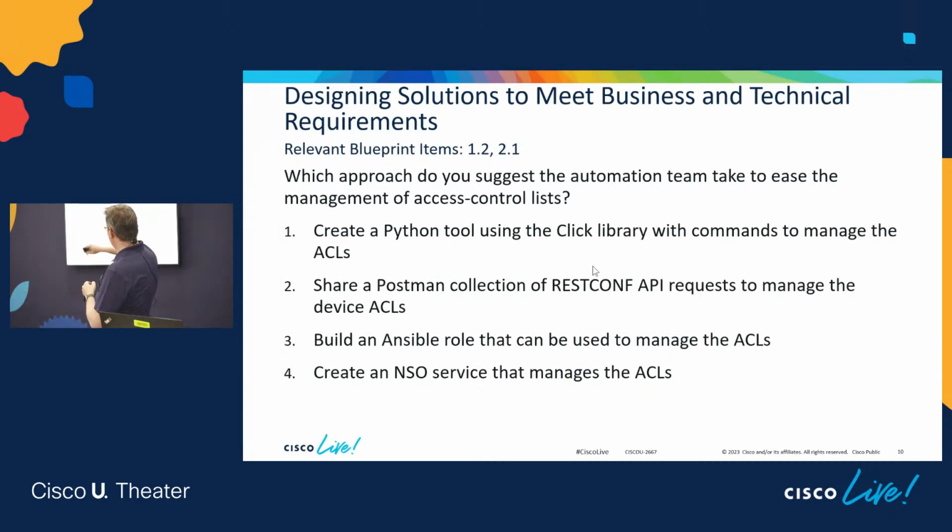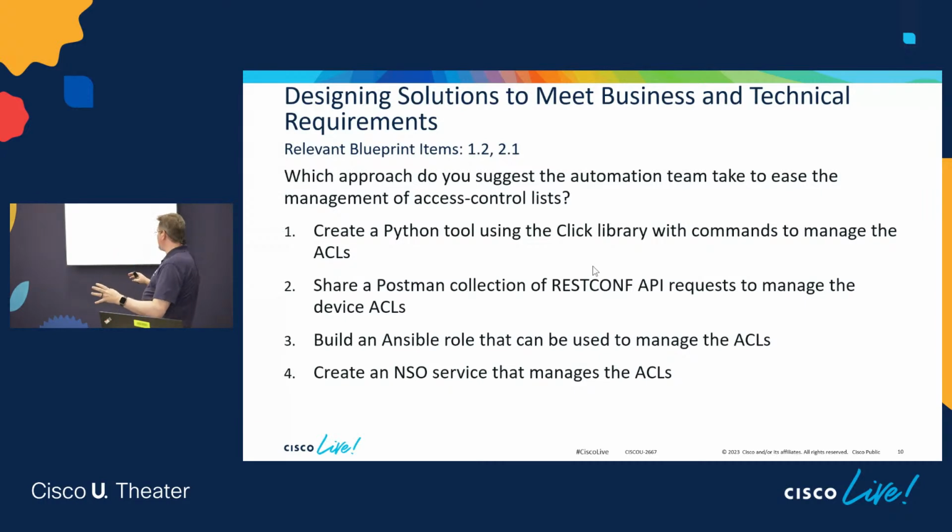An example, right? The relevant blueprint items are 1.2 and 2.1. If you look into this question, you'll see that those are the blueprint topics that are covered. So let's read it. Which approach do you suggest the automation team take to ease the management of access control lists? Create a Python tool using the click library with commands to manage the ACLs. Share a Postman collection of RESTCONF API requests to manage the device ACLs. Build an Ansible role that can be used to manage the ACLs. Or create an NSO service that manages the ACLs. So that's the question that you're presented with.